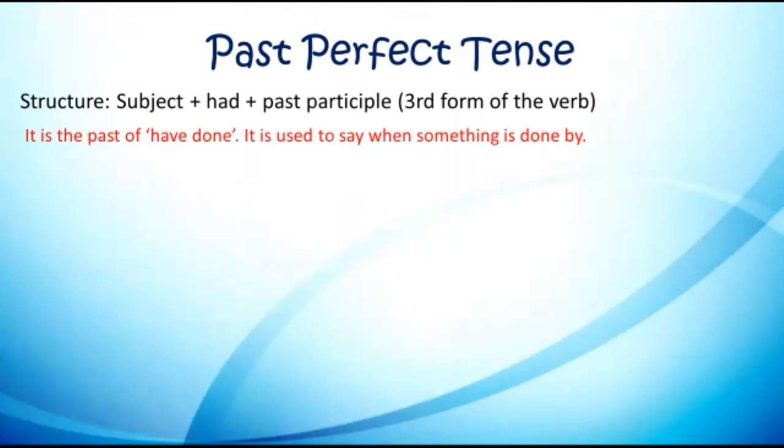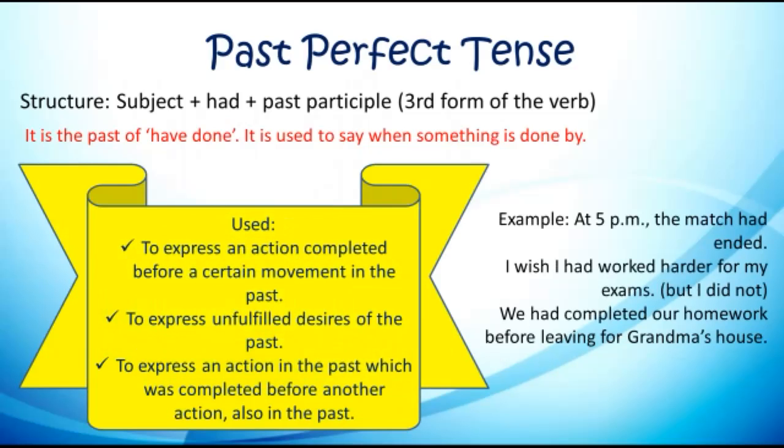Next is past perfect tense. Its structure is subject plus had plus past participle, third form of the verb. It is the past of have done. We have learned about present perfect, have done. So this is the past perfect, had done. It is used to say when something is done by, like action started in the past, ended in the past. It is used to express an action completed before a certain moment in the past.